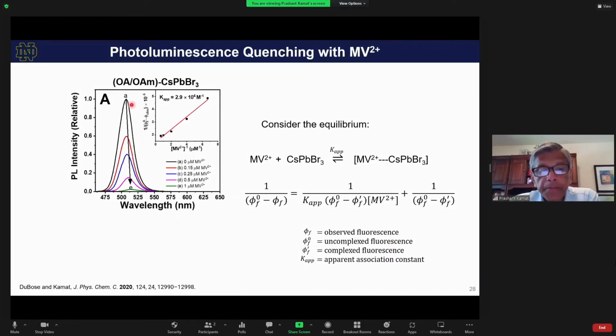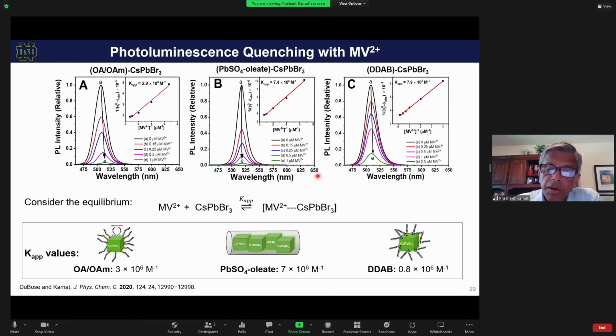Adding methyl viologen, the first fingerprint is the quenching of the emission. This quenched emission can be used to calculate the equilibrium constant between methyl viologen and cesium lead bromide. It assumes that all the quenching you are seeing is because of the formation of this associated complex. By using this double reciprocal plot, you can calculate the apparent association constant for this equilibrium process. Essentially it's telling you that when you are using 10 to the 6 micromolar, most of it is in the adsorbed, bound state. You can do this with these three different ligands and calculate these association constants.